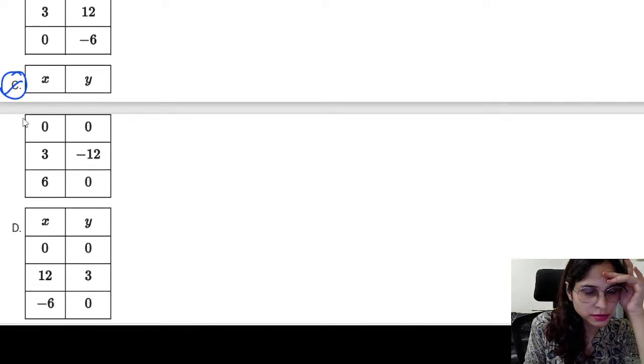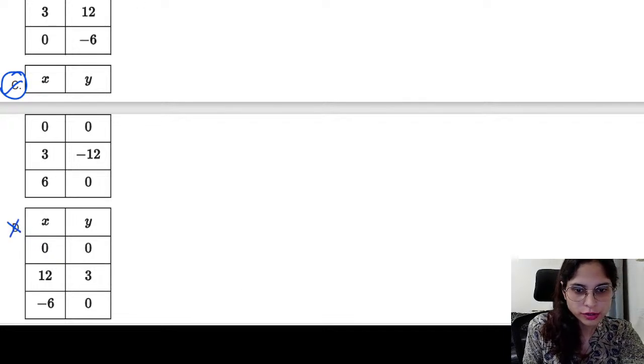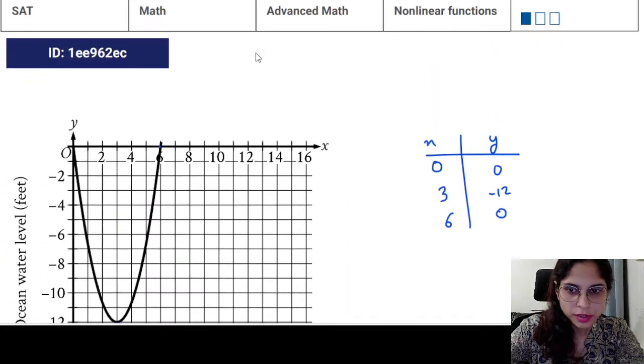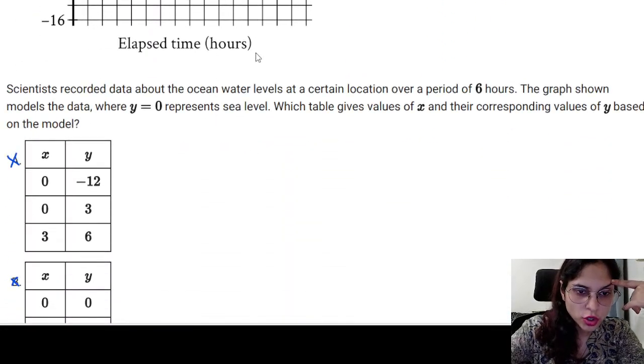is the answer. At 12 there is nothing, at negative 6 there is nothing, so this option is also gone. So there is just option C. Okay? So we just make a table and then we just check the options.